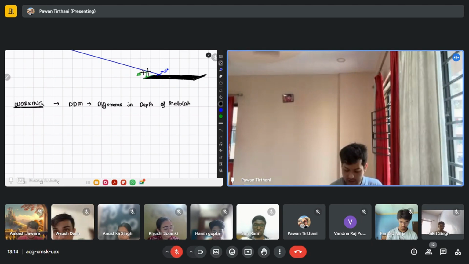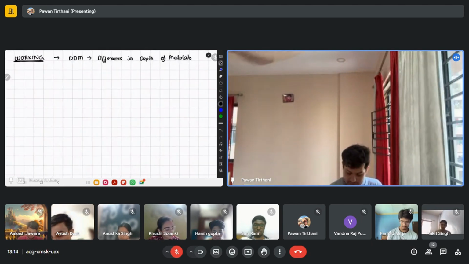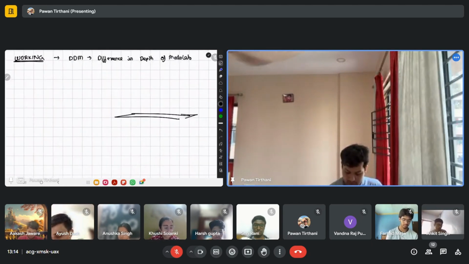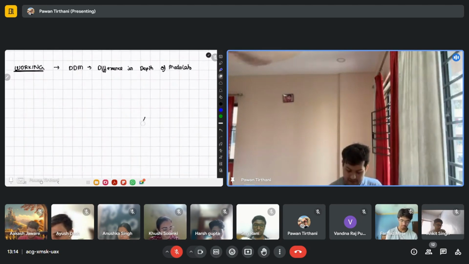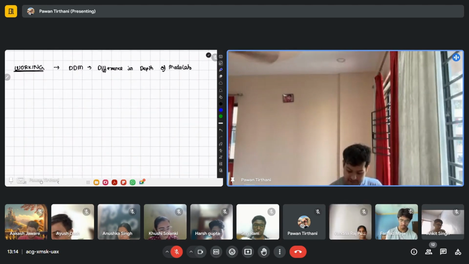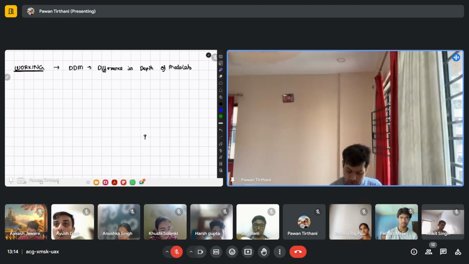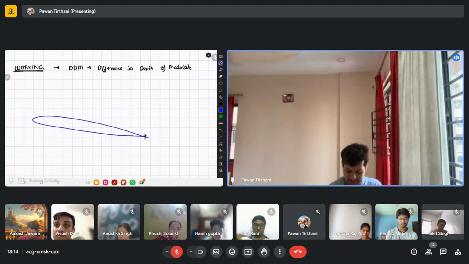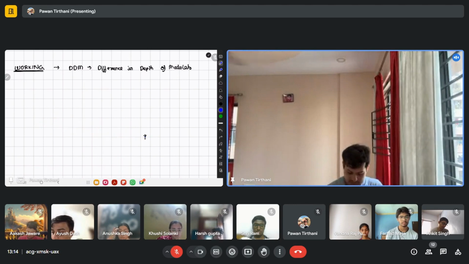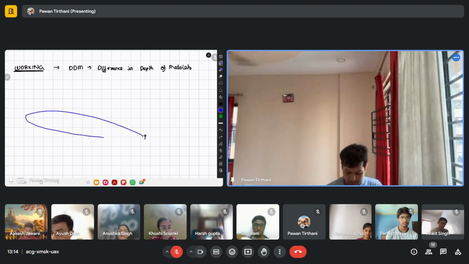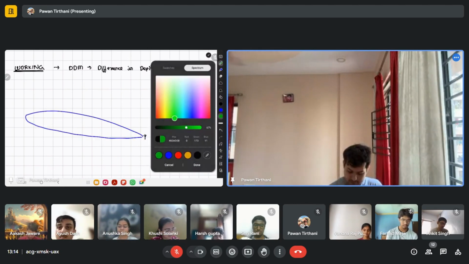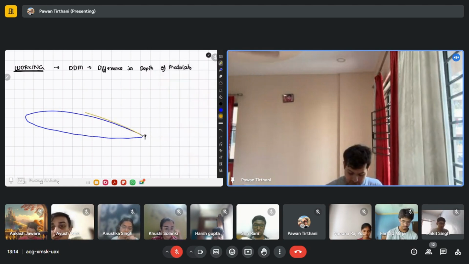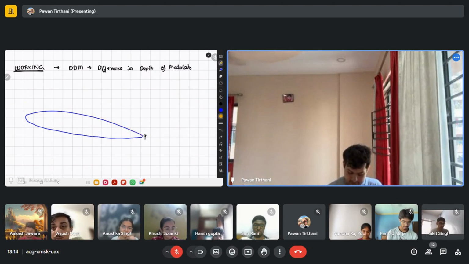How does it work? We have a glide slope antenna placed on the side of the runway, kind of like this. And this antenna is transmitting 2 lobes. One lobe below the glide path, and the other lobe above the glide path.